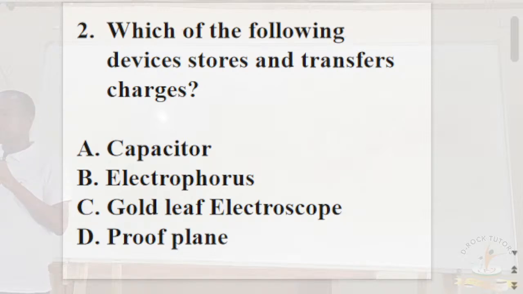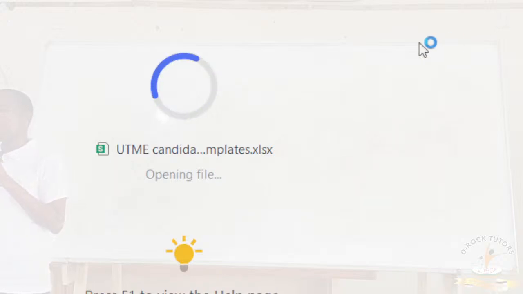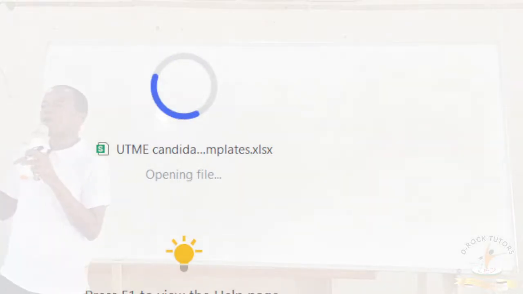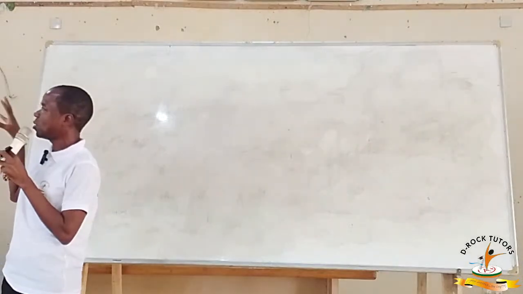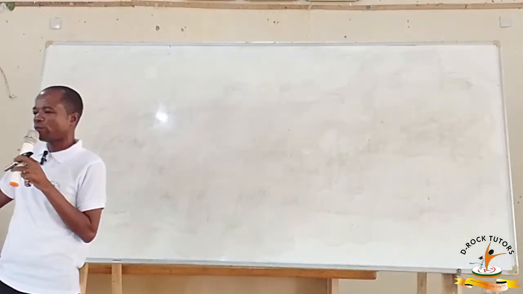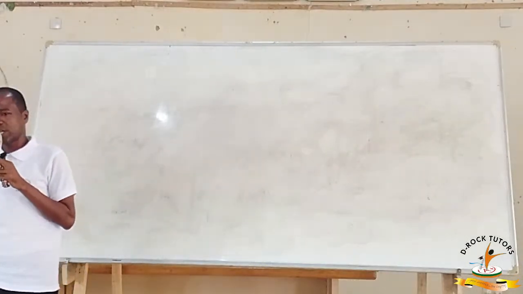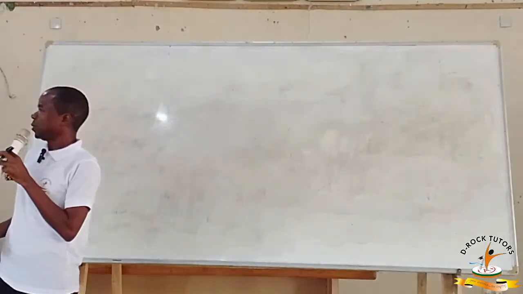A capacitor can store charge. A capacitor can store energy. A capacitor can be used in tuning radios. A capacitor does a whole lot of things. But what a capacitor cannot do is transfer charges. It can only store them. So capacitor cannot be the correct answer here.